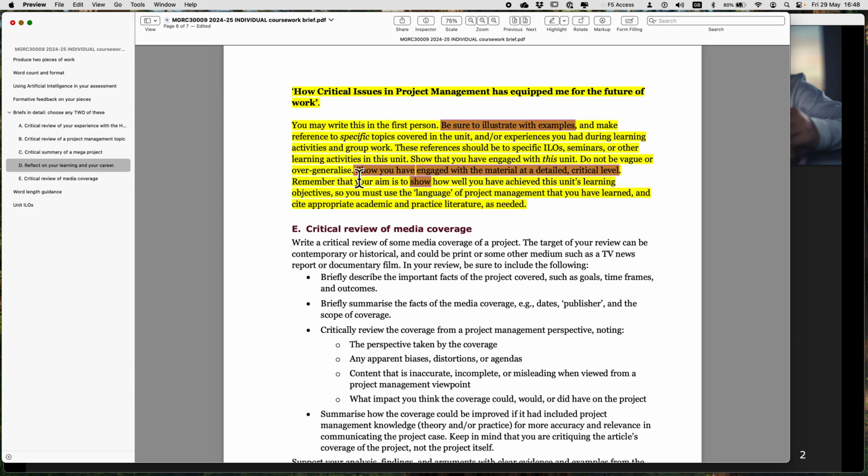It also says show you have engaged with the material at a detailed critical level. So again, I'm looking for detail, I'm looking for criticality. And again, remember that your aim is to show how well you have achieved this. This will become apparent when we walk through the essays. Showing, not just telling, not just asserting, not just giving opinion, not just describing, but showing, illustrating, demonstrating.